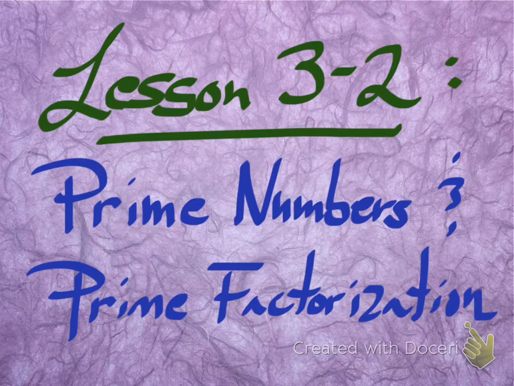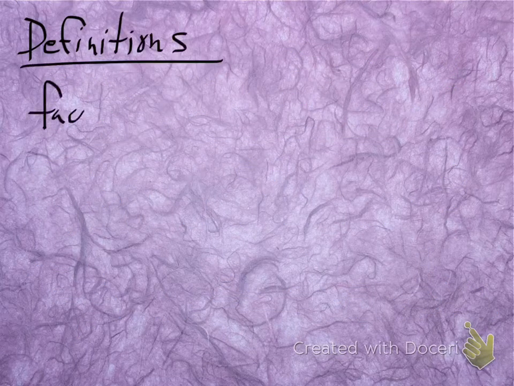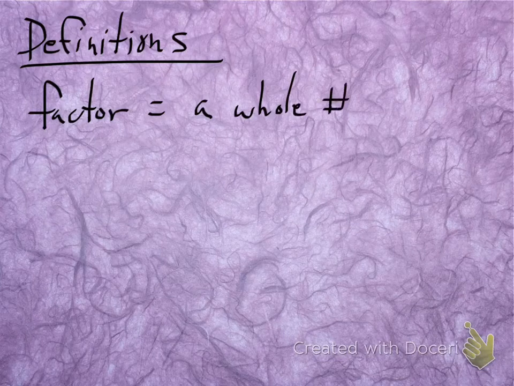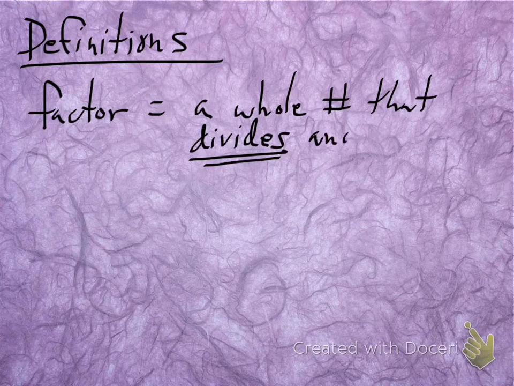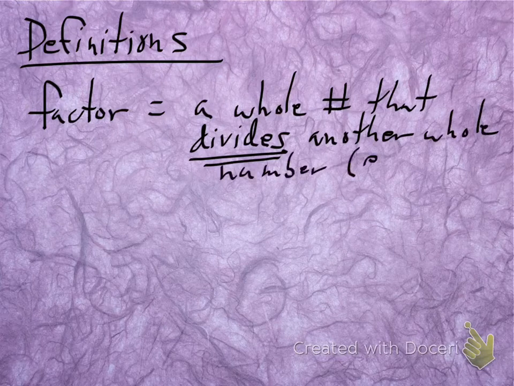So we're going to start out with a little bit of vocabulary. So there are three main definitions that you need. Okay, the first definition is a factor, and a factor is any number, a whole number, that divides another number. So think about what we did last night. Remember we did the divisibility rules? Yeah. Okay, so all of that was about what numbers divide other numbers.